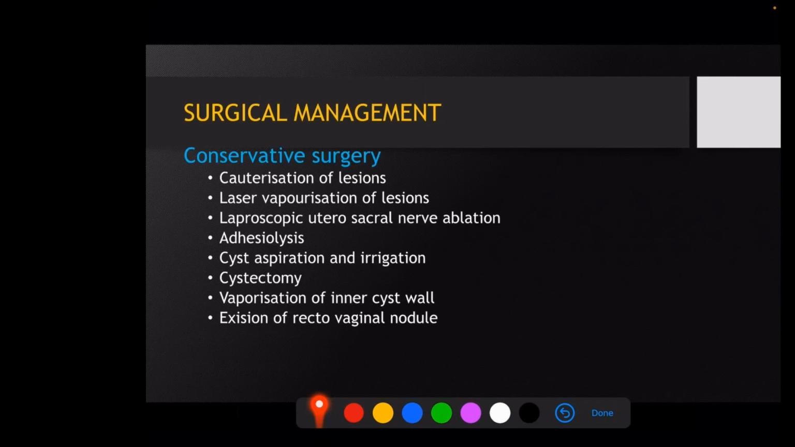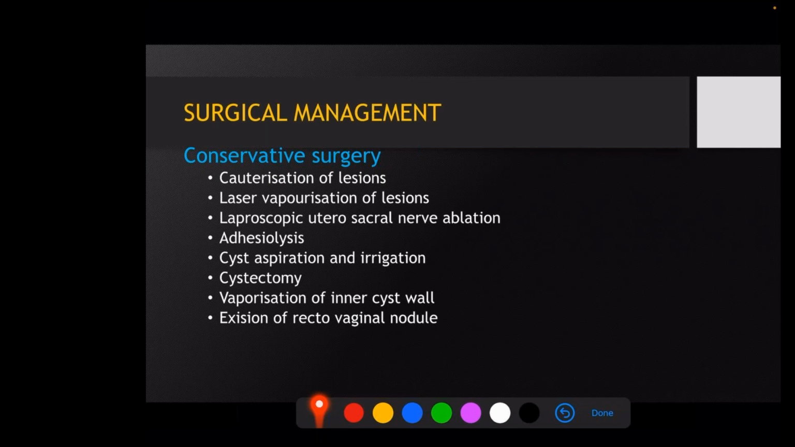Then surgical management. Surgery is indicated in women where medical management is not effective for improving fertility. The surgery may be conservative where uterus and ovaries are preserved, or radical where hysterectomy and bilateral salpingo-oophorectomy is performed. Surgery can be laparoscopic or open.